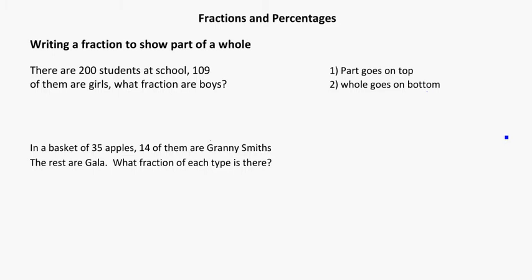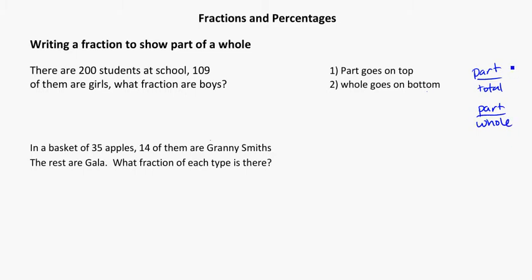So here we're going to look at fractions, and specifically what we want to look at is being able to write a fraction to show something as a part of a whole. Now the one way to think about it is that it's always part over total, or part over whole, and that gets written out as the fraction. Whichever way works for you. And that's how the fraction gets written.